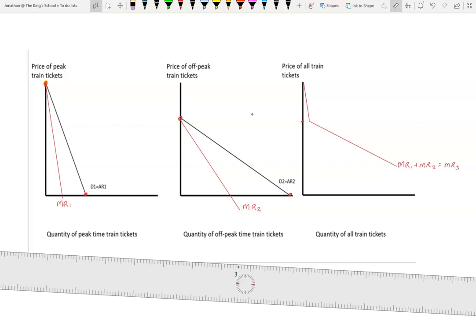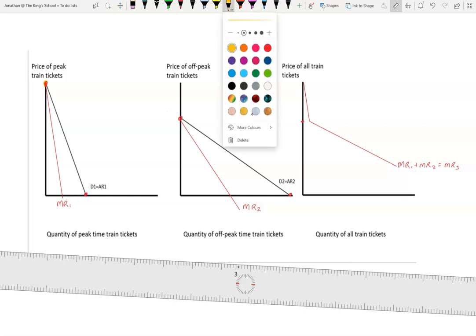Now, the reason it kinks is because at any price above P max, I suppose, or the maximum price that they would actually buy for in the off-peak market, you're going to get 0 marginal revenue. MR2 is 0 at any of these price ranges up here, and therefore the MR curve over here is just the MR1 curve. Not important to really understand why that is. You will never explain that in an exam.